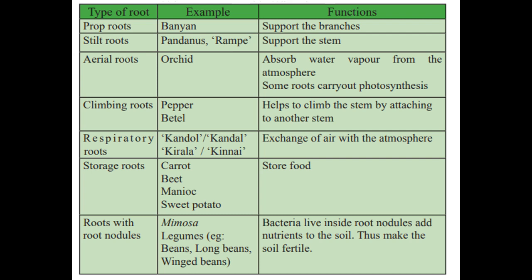Right, children? And the next one, helps to climb the stem by attaching to another stem. Now it's very clear here, climbing roots in betel and pepper, right? These are the examples, and helps to climb the stem by attaching to another stem. The type of root is climbing roots. Sometimes in some books you will see clinging roots as well, right? Climbing roots. Examples, pepper, betel.